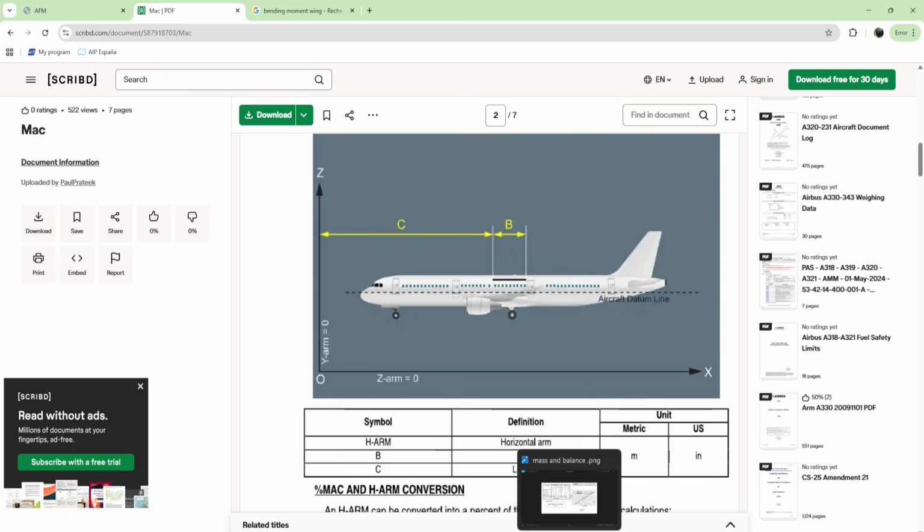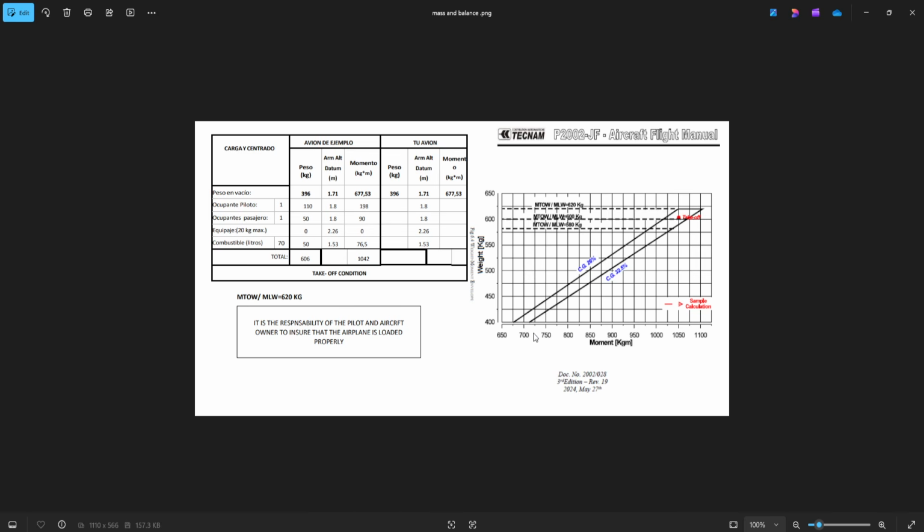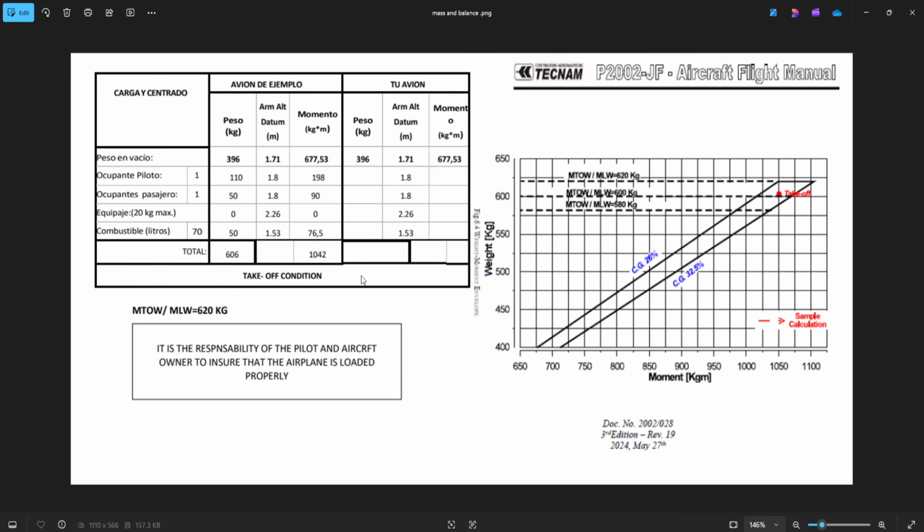In order to calculate the center of gravity, we have this graph here. This one is for the Tecnam 2002. It's the same thing as the Airbus A320, but a little bit easier. Here we have, in Spanish, peso en vacío, which is the basic empty weight. Ocupante piloto número uno, the pilots. Ocupante pasajero, the passengers, and equipaje is the baggage. Combustible is fuel. So here we have the datum, or the distance, of the basic empty weight.